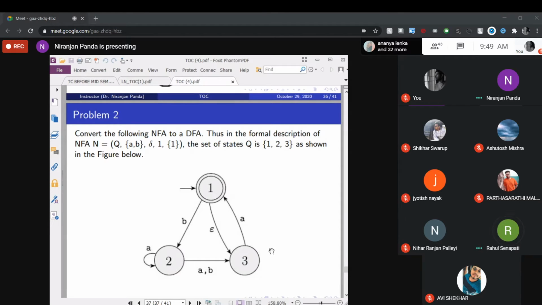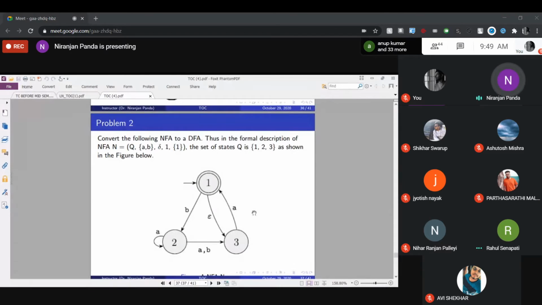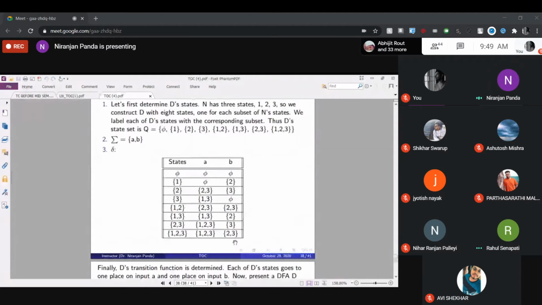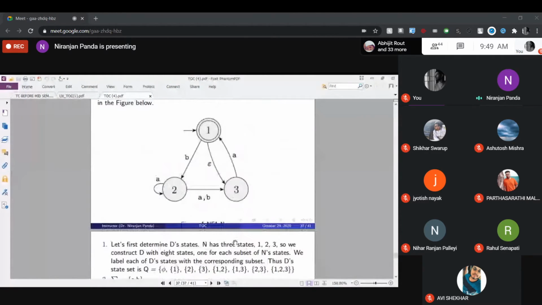And of 3? Sir, of 3, 1, 3. It will not be 1, 3. From 3 there is no epsilon transition, only 3. Okay. Yes, sir. These are the epsilon closures.